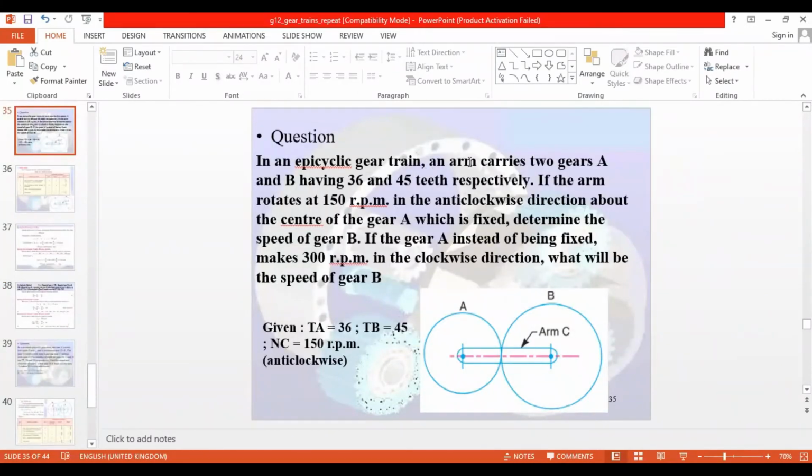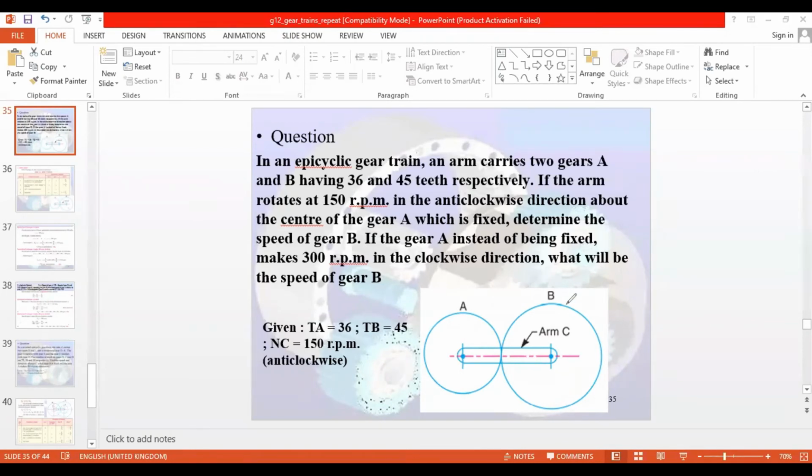An epicyclic gear train, an arm carries 2 gears A and B, having 36 and 45 teeth respectively. So A has 36 and B has 45 teeth. If the arm rotates at 150 rpm in the anti-clockwise direction, so this is going to move this way about the center of the gear A, which is fixed. So now the gear A is fixed.